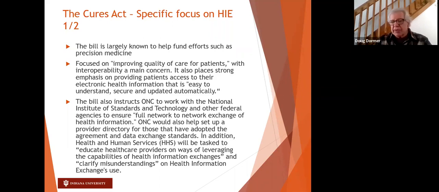And the bill also instructed the ONC, once again, back from 2004, to work with the National Institute of Standards and Technology, NIST, and other agencies to ensure full network-to-network exchange of health information. There's that HIE focus. But remember, the HIE is not purely, in this world, a focus on provider to provider, or provider to payer, but also provider and payer to consumer.